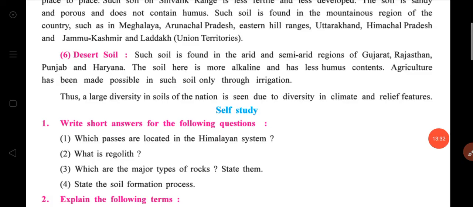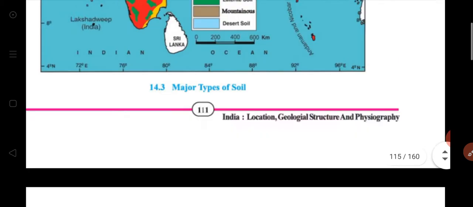desert soil. Such a soil is found in the arid and semi-arid regions of Gujarat, Rajasthan, Punjab and Haryana. So the soil here is more alkaline and has less humus. So that's why it is not very useful for agriculture purposes, but through irrigation it is possible. Thus the large diversity in soil of the nation is seen due to diversity in climate and relief features. So here we are done with this chapter.